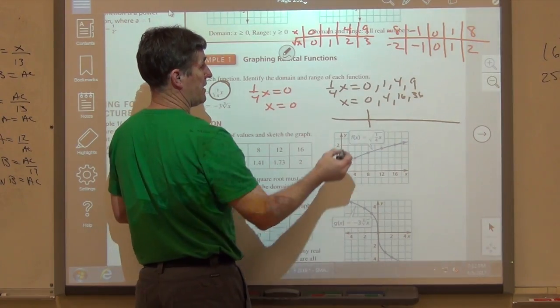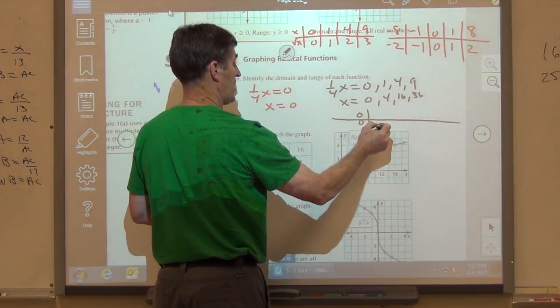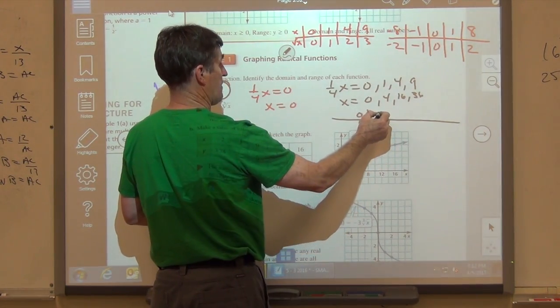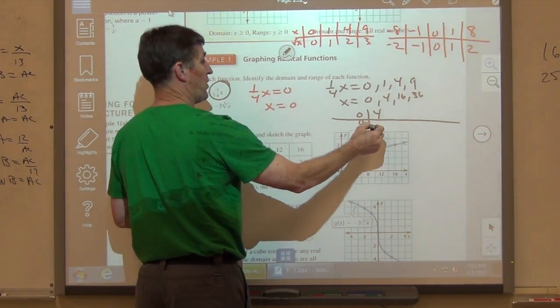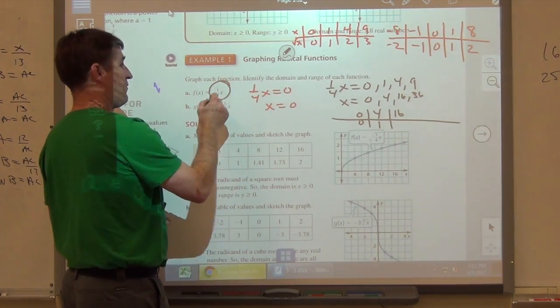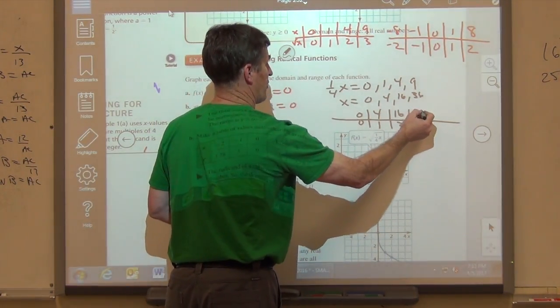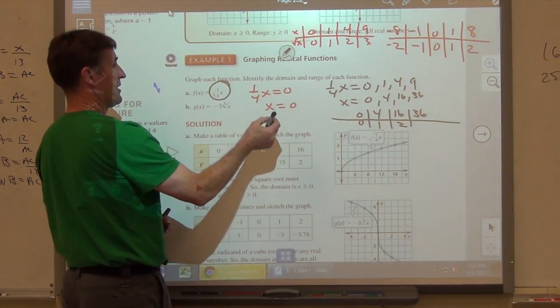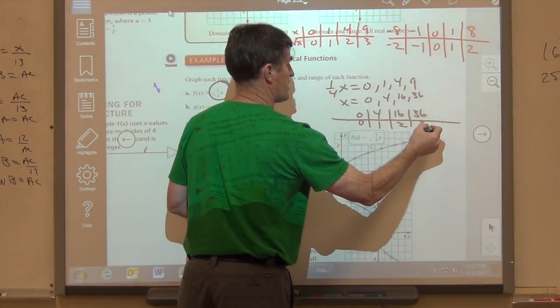And when I plug in 0, I get out the square root of 0, which is 0. When I plug in 4, I get 1, and the square root of 1 is 1. And when I plug in 16, 1/4 times 16 is 4, and the square root of 4 is 2. And when I plug in 36, 1/4 of 36 is 9, and the square root of 9 is 3.